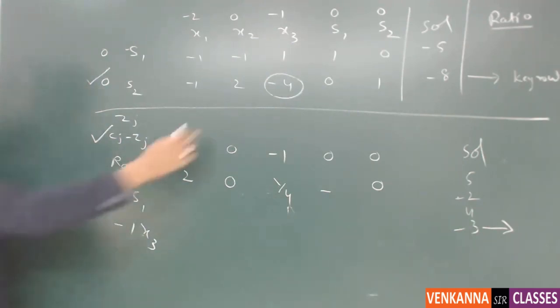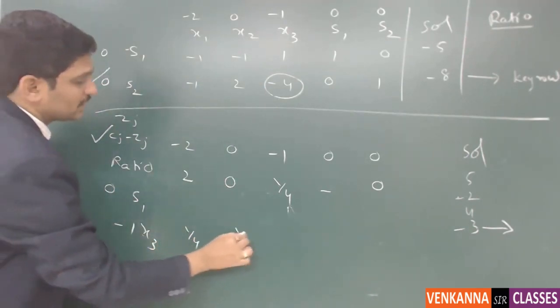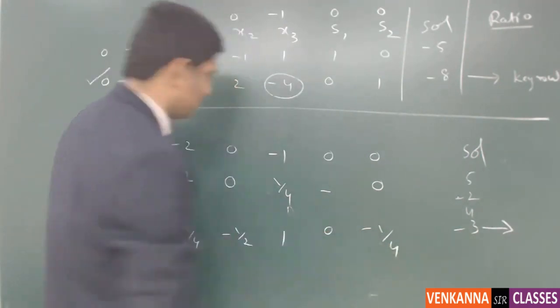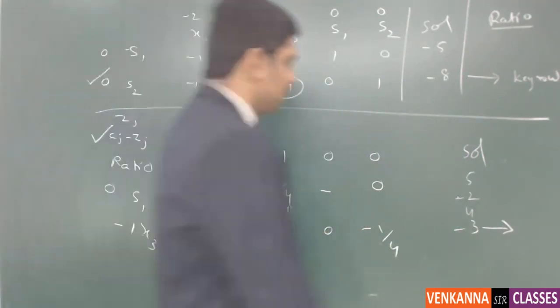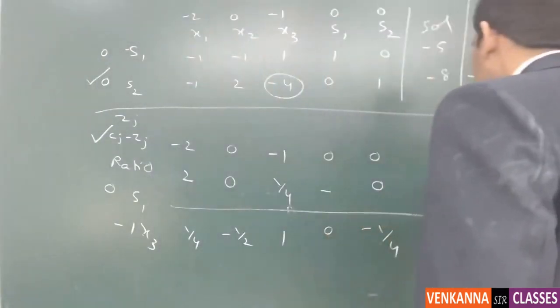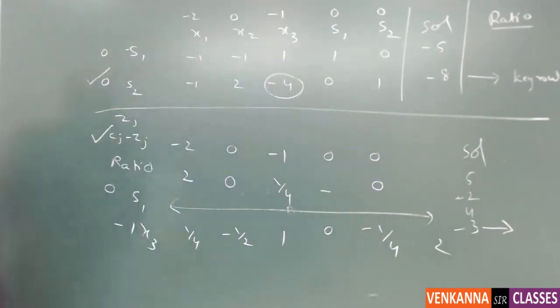S1 and 0 will remain. This whole thing is divided by -4. So this will be 1 by 4. So -1 by 2, 1, 0, -1 by 4. And in the solution here you will get 2. And the corresponding modification will be done here. The same row operations will be performed as we do regularly with the simplex table. Clear?